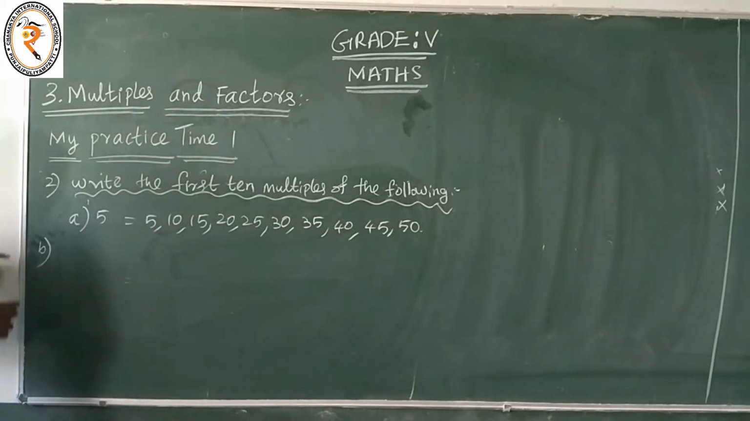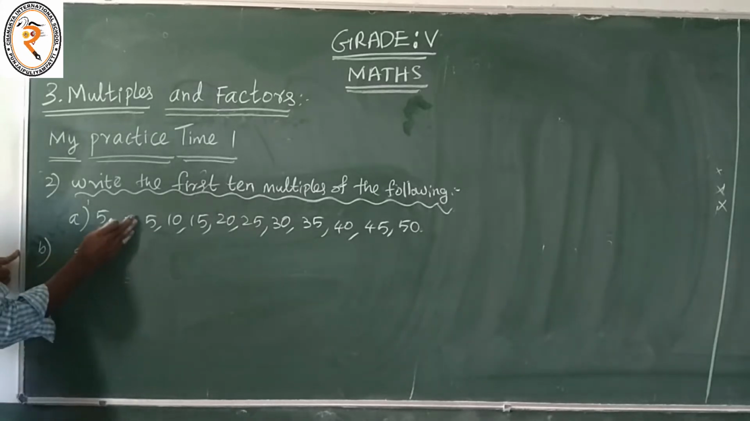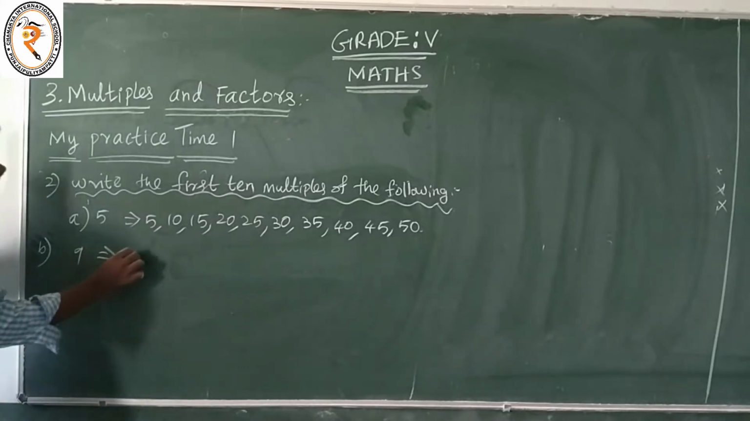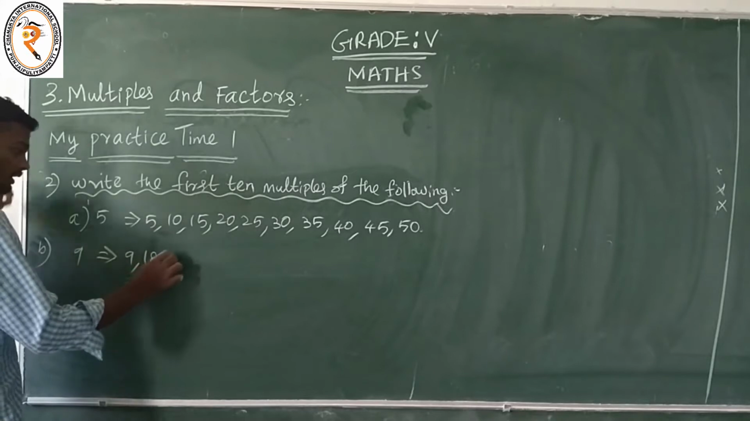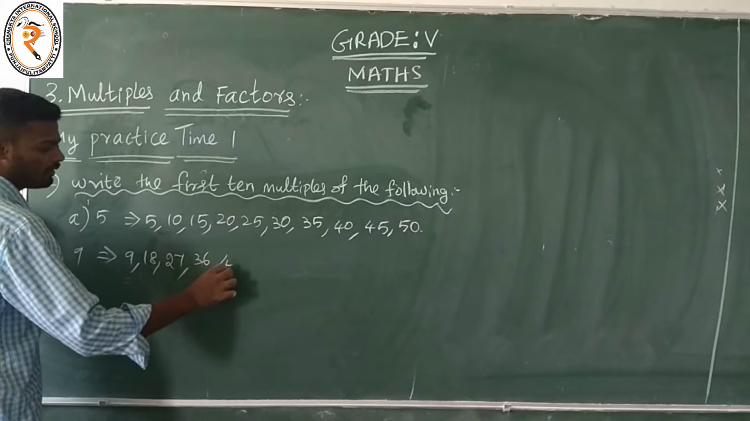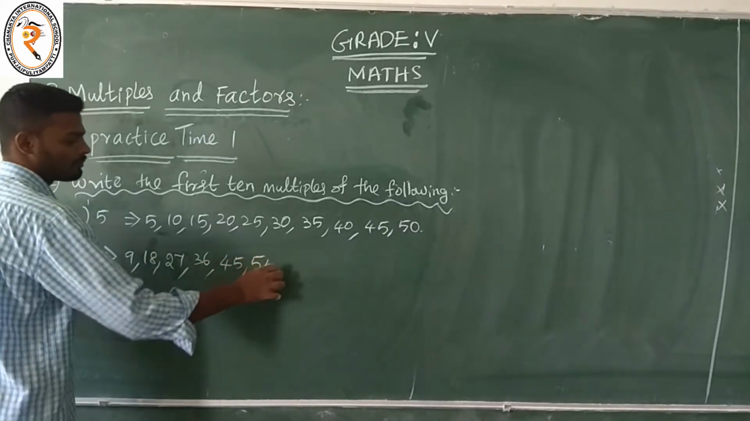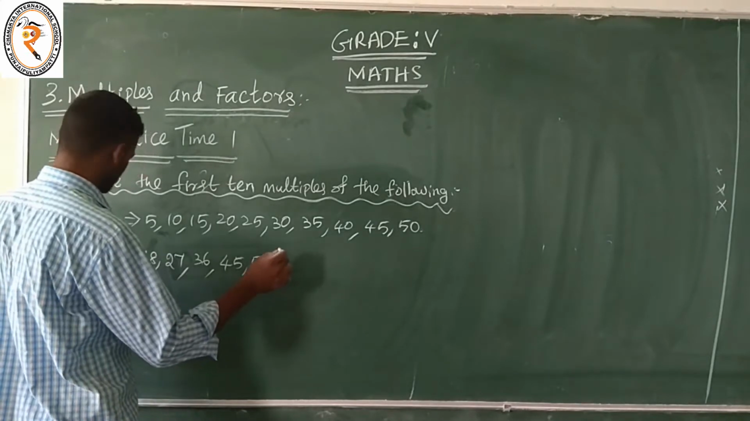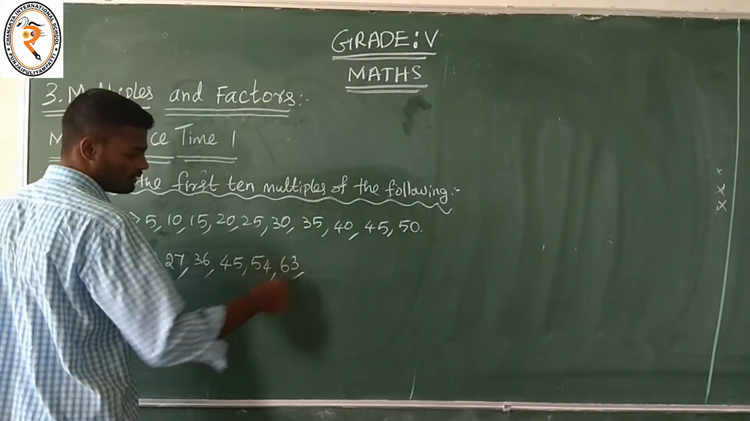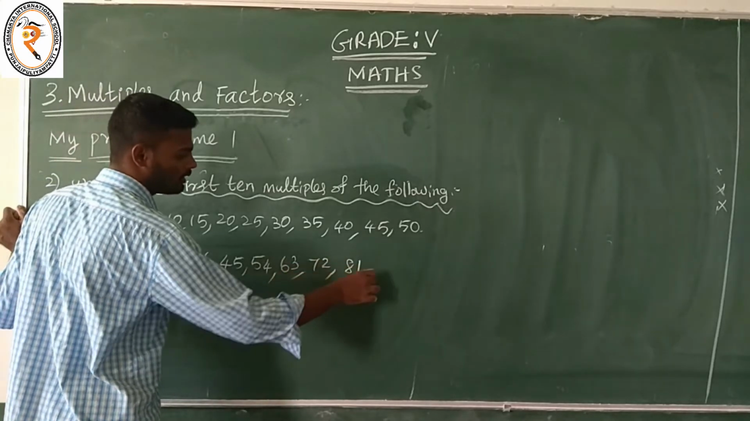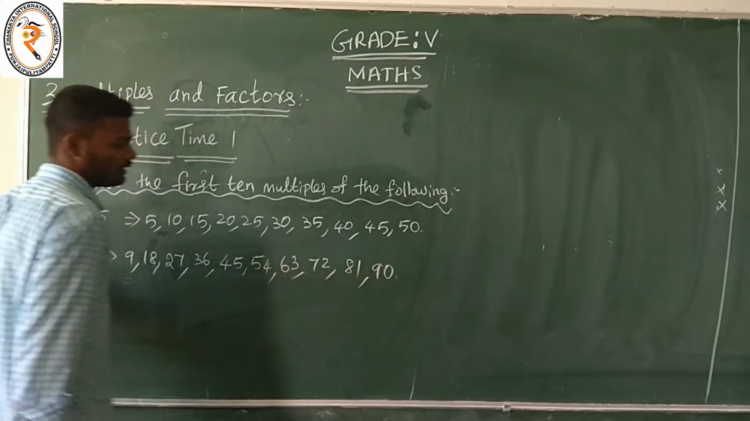Question B. First 10 multiples of 9. The first 10 multiples of 9: 1 nine is 9, 2 nines are 18, 3 nines are 27, 4 nines are 36, 5 nines are 45, 6 nines are 54, 7 nines are 63, 8 nines are 72, 9 nines are 81, and 10 nines are 90.